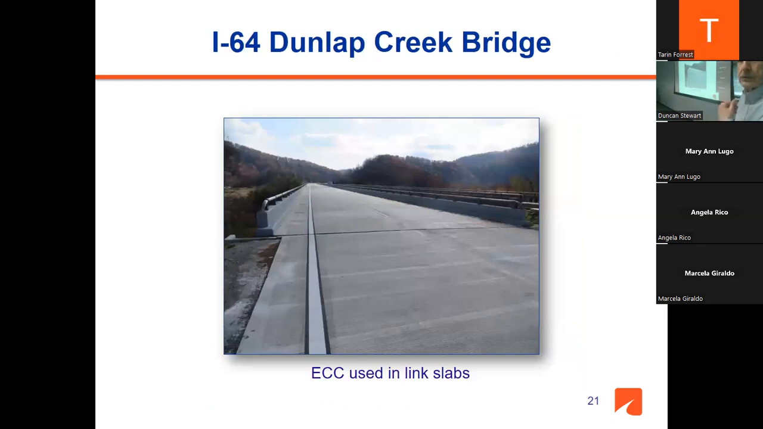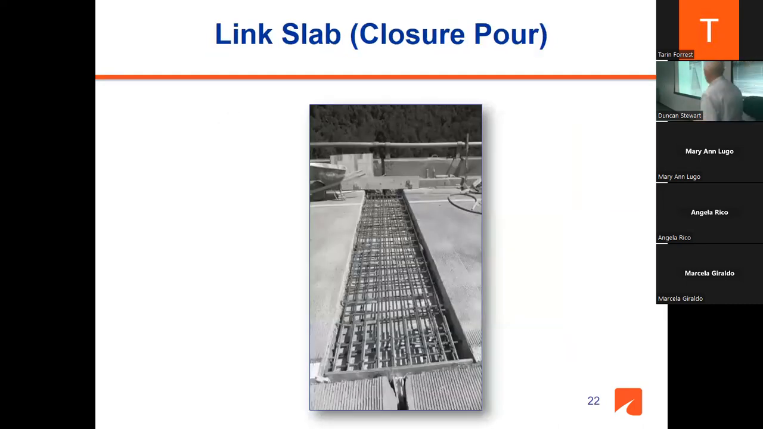Then let's look at the link slabs. This is an I-64 bridge, Dunlap Creek near Covington. And we used here ECC in the link slabs. So what is this link slab? You see the joint, and joints are always a problem in the bridges. So we try to eliminate that. So what we do, we come in and take out the concrete on both sides of the joint, and we put reinforcement, and then we place our concrete. Even though you put this reinforcement, under normal conditions you will have some cracks, usually cracks in the direction of the travel.